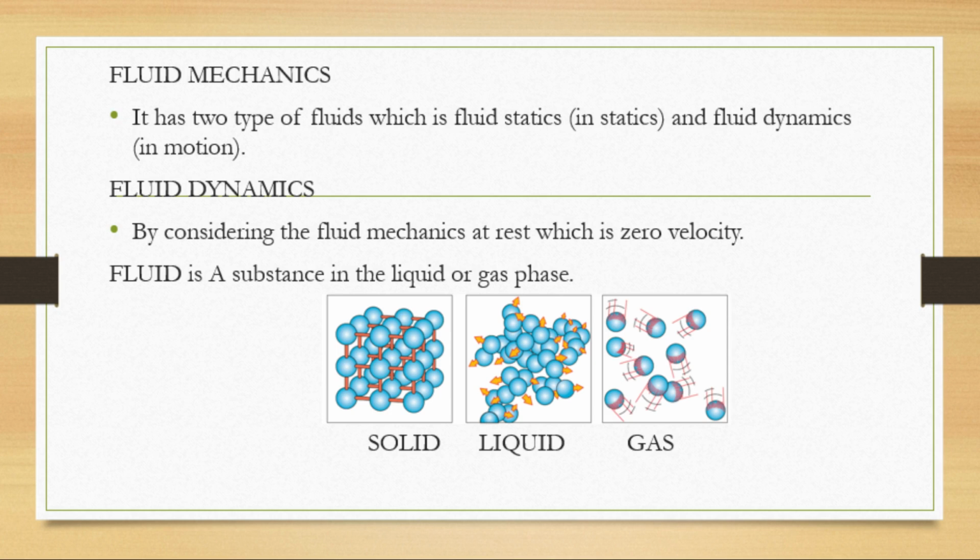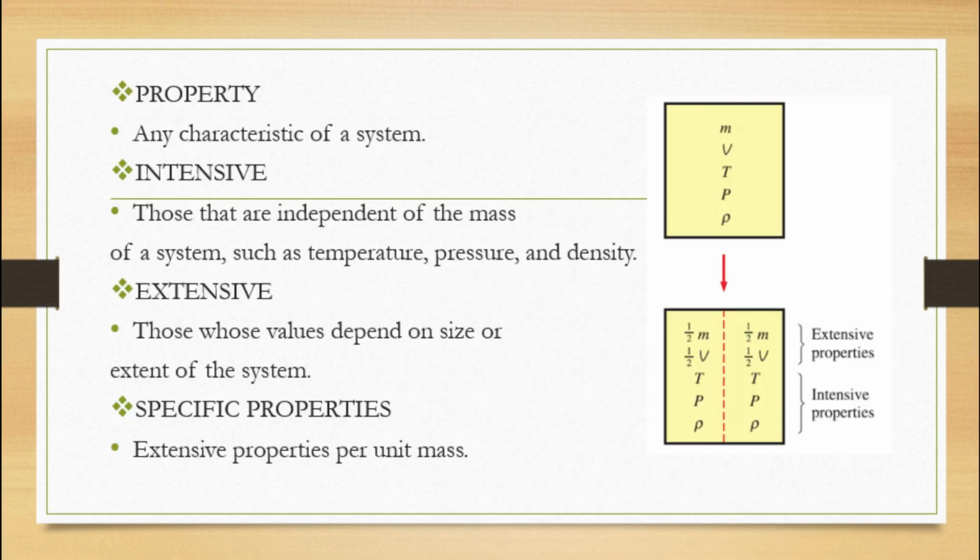Fluid mechanics. Fluid mechanics has two types of fluid, which are fluid statics and fluid dynamics. Fluid statics means considering the fluid mechanics at rest, which is zero velocity. Now I want to talk about properties of the fluid.